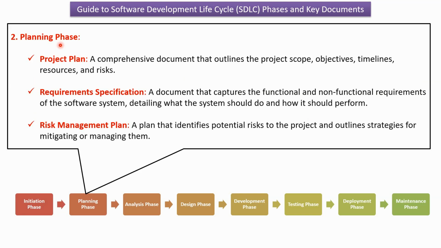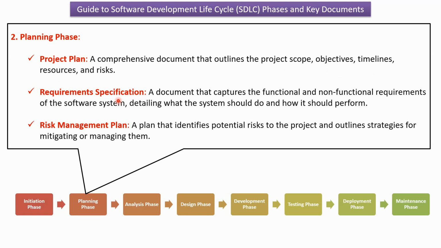The second one is the planning phase, and we will see the key documents associated with this particular phase. The first one is the project plan, a comprehensive document that outlines project scope, project objectives, timeline of the project, who is working on this project, and risks associated with the project.